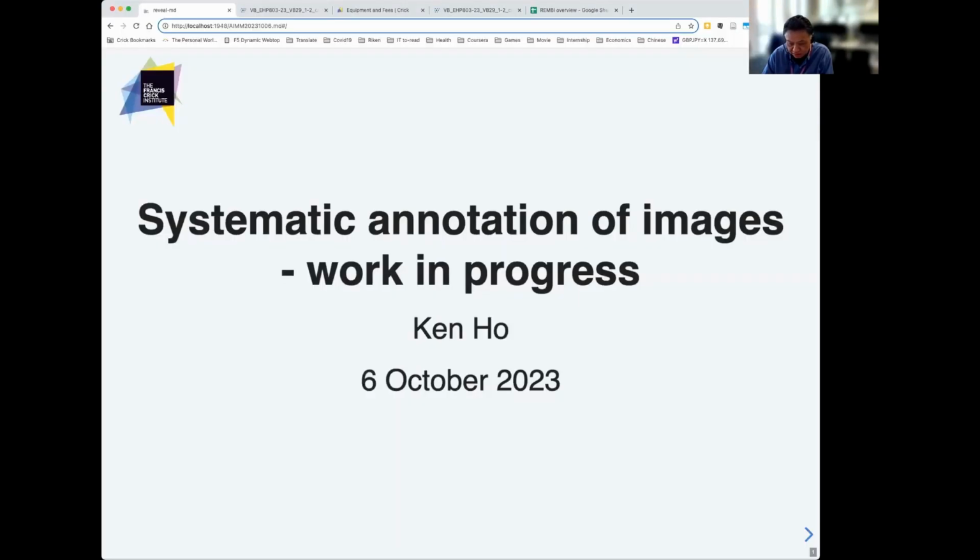Okay, then I'll share my presentation. Sorry, I think my presentation is probably not as good as the previous one, nor probably as useful. But hopefully we can get more lessons from what we encountered, and see whether some of you may have solutions to help us with that. So our work is trying to systematically annotate images. This is pretty much a work in progress.